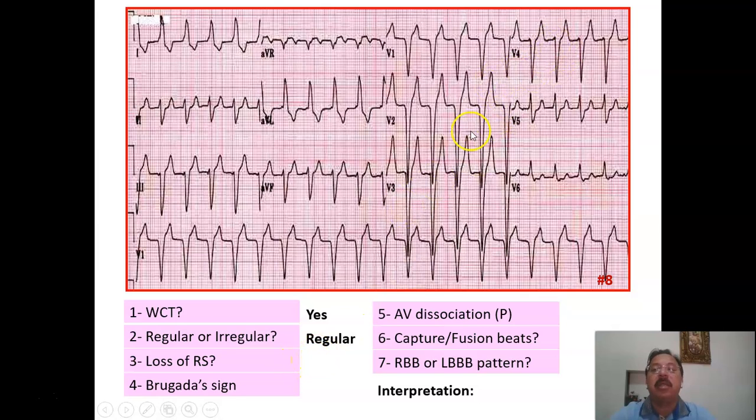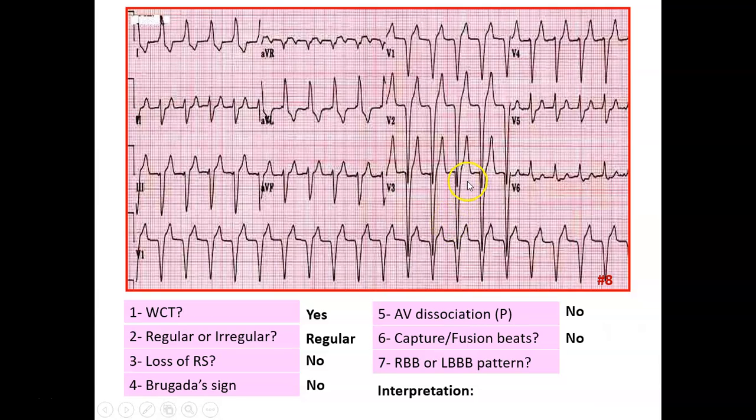Loss of RS, no, these are intact, no loss of RS. Brugada signs, maybe some places seen, but generally it's not. AV dissociation, no. No capture, no fusion beats. Look at the morphology. It's the left bundle branch block pattern. So this is your SVT with left bundle branch block.